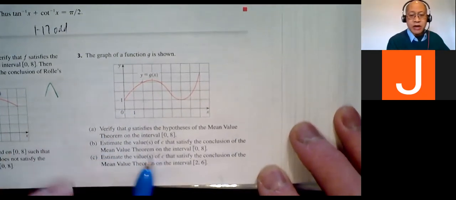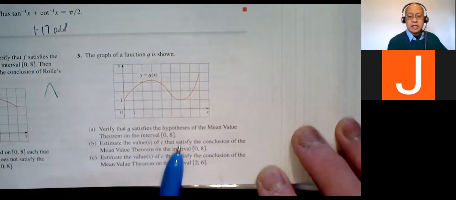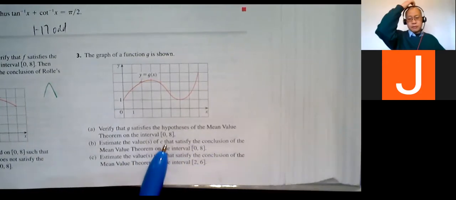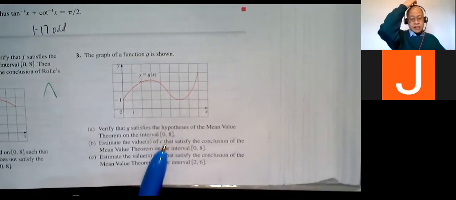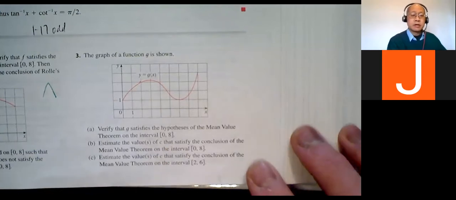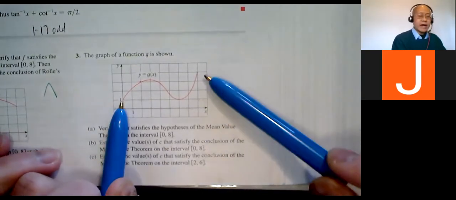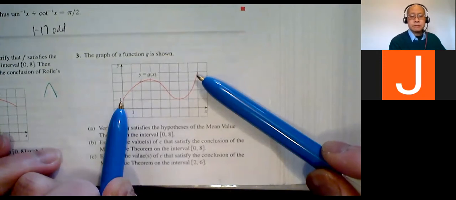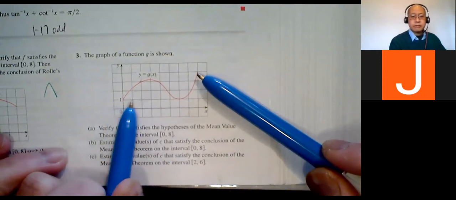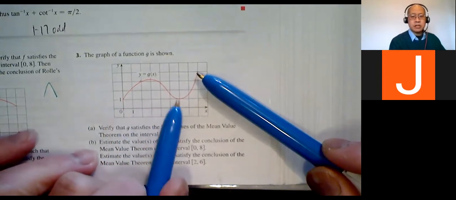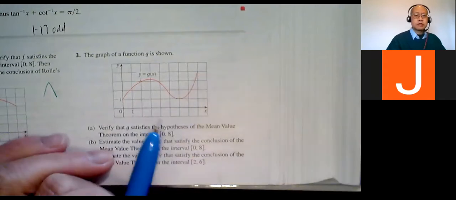All right, so estimate the values of C that satisfy the conclusion of the mean value theorem on the interval from 0 to 8. Okay, so again, this is one of those where I have to have you write it down because I can't really write here. So these two are not the same height. Find the slope. 1, 2, 3, 4, 5, 6, 7, 8. 1, 2, 3. So the slope is 3/8.